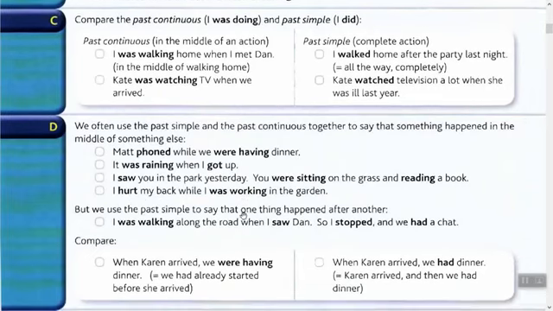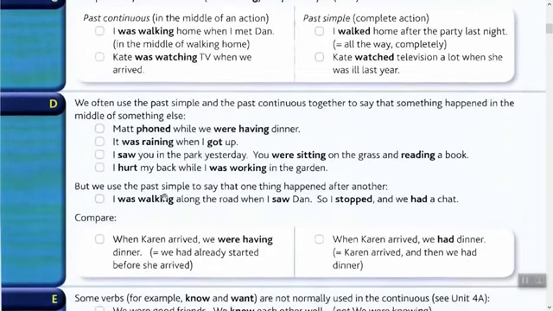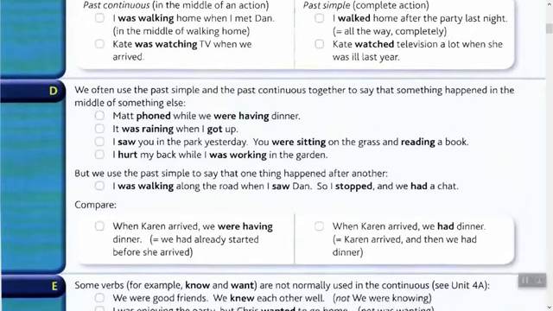You see, more examples. But we use the past simple to say that one thing happened after another. Okay, we use past simple to say one thing happened after another. I was walking along the road when I saw Dan, so I stopped and we had a chat. You see here, past simple tense.